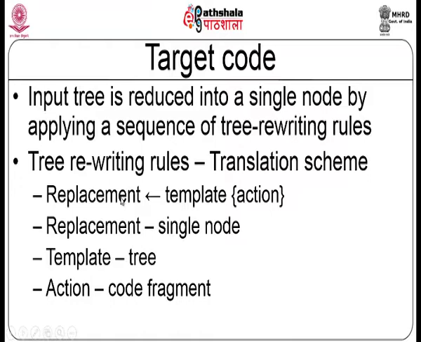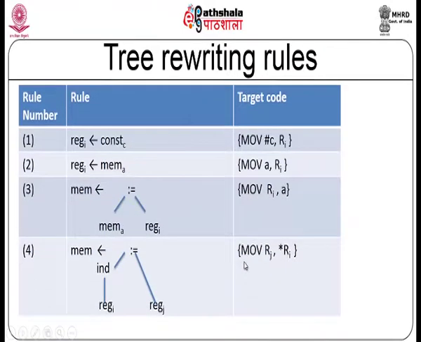That single node will typically be either a register or it could be a memory, and the action will be the code fragment corresponding to assembly level code, depending upon the target machine. Okay. Now let us take this example. So I have 8 rules which are available in the textbook Aho Sethi Ullman, and there are other books also available. We will put it in the e-text basically, where this is expanded further for working on.